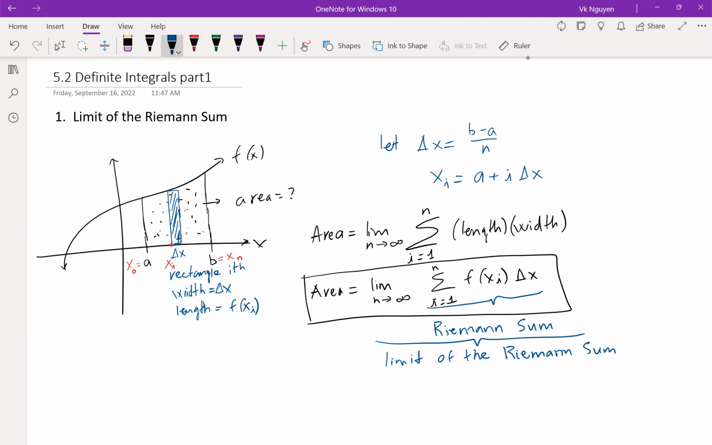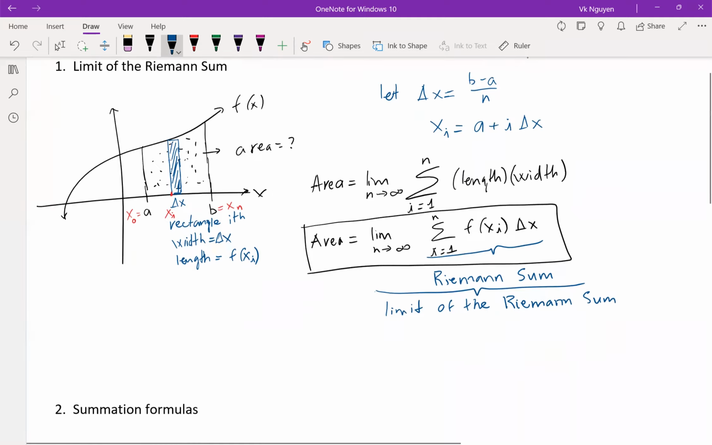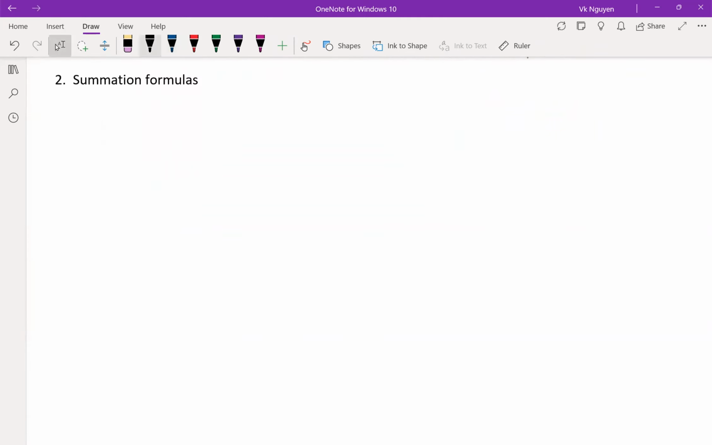Next, we want to use the formula to, of course, compute area under a curve. Because of the summation notation here, we need a few formulas to compute the sum. So here come a few formulas. Summation formulas.